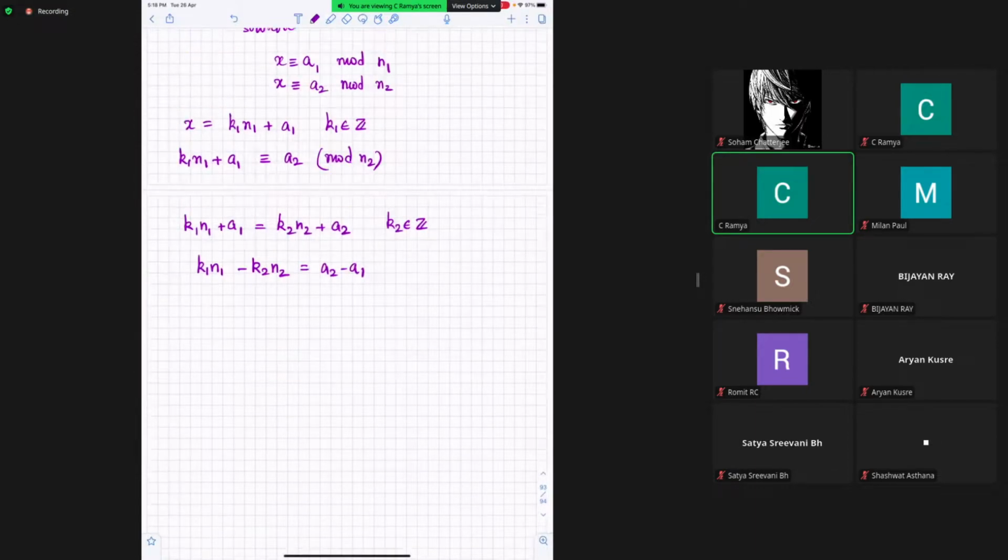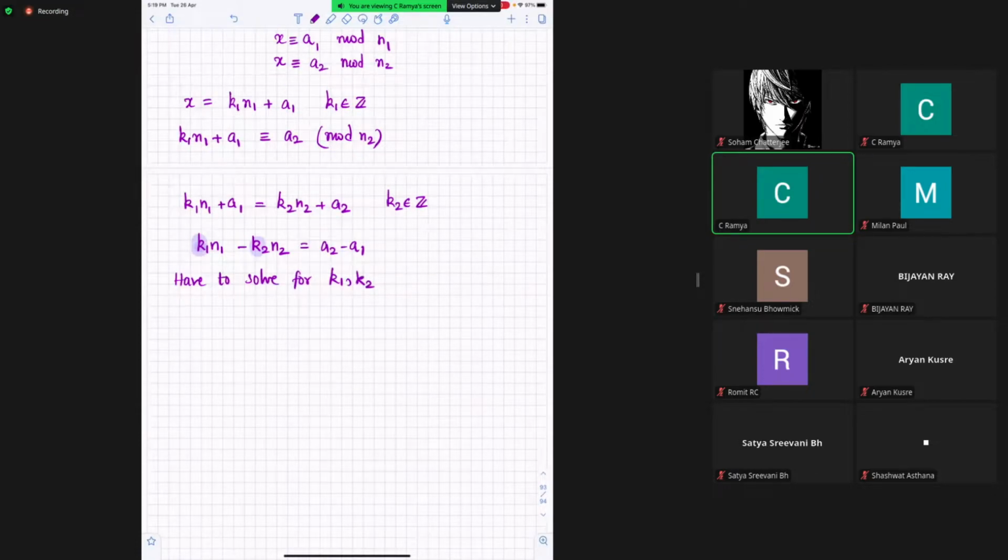Okay. So what are the unknowns here? K1, K2, right? A1, A2 are given to us as part of the congruence itself. I know A1, A2, I know N1, N2. So these things are known to me. So I have to solve for K1, K2. So when does this have a solution?